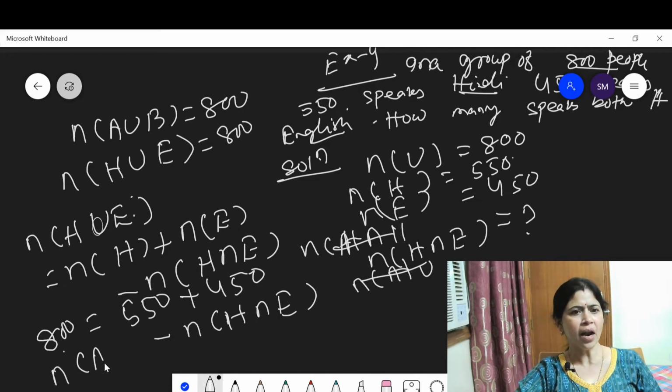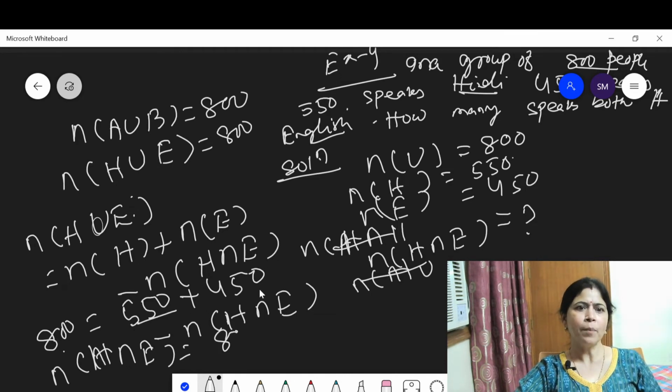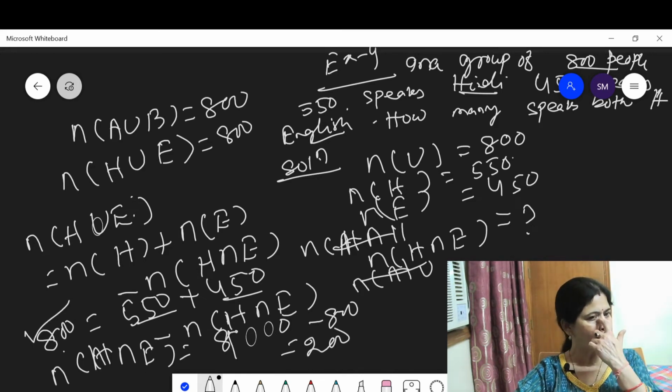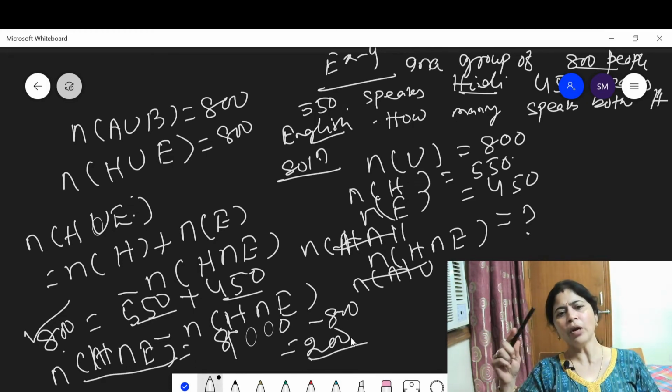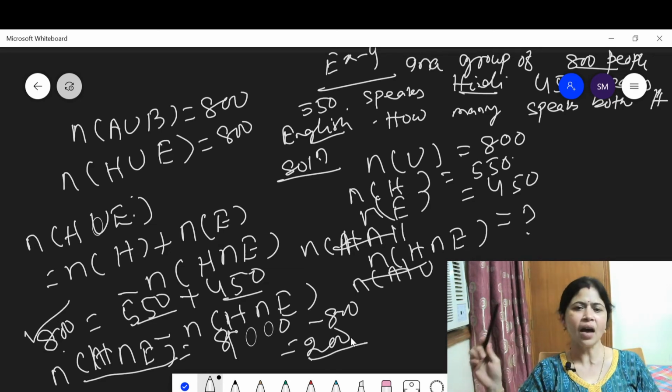Then n of H intersection E is equal to 550 plus 450, which is 1000, minus 800, which is 200. By solving this linear equation, we come to the conclusion that n of H intersection E is equal to 200. This means the number of people who speak both Hindi and English is 200.